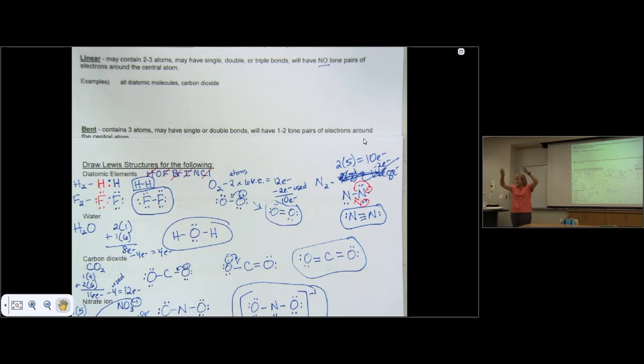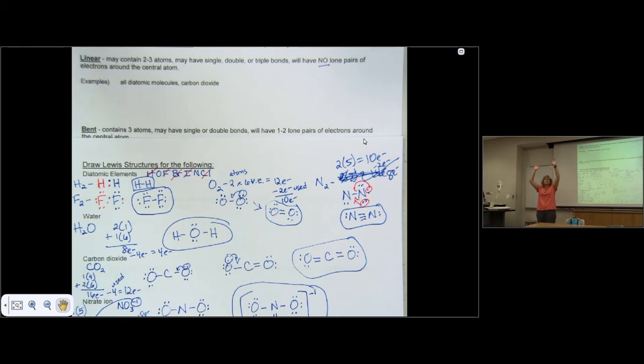I said it wrong, didn't I? This is O. Sorry. This is O, double bond, C. And then is there any lone pair here? Is there any lone pair here? No. So why does it stay linear? Because there's nothing here or here or here or here to bend it. Does that make sense? There's nothing to push.